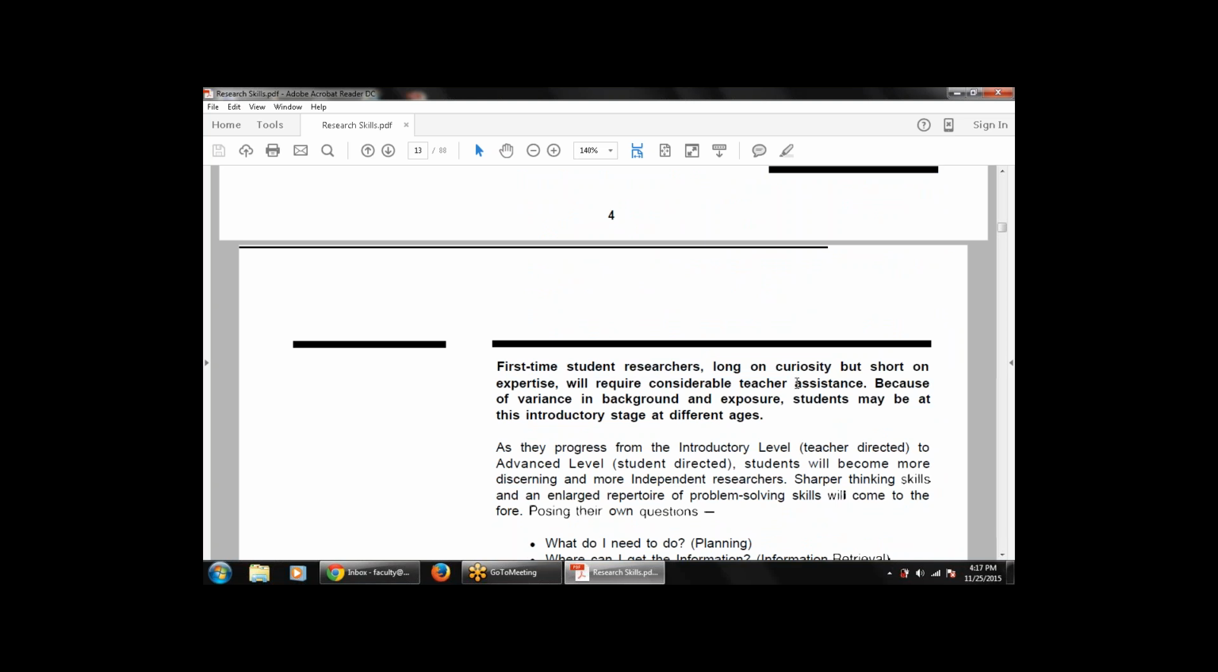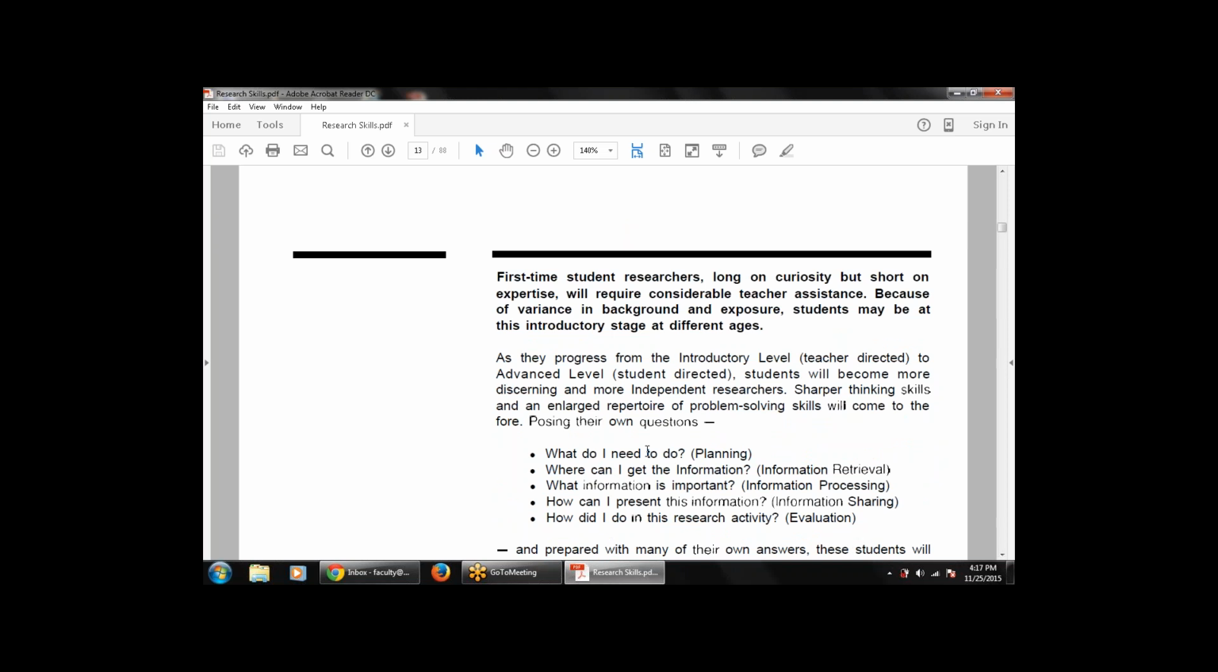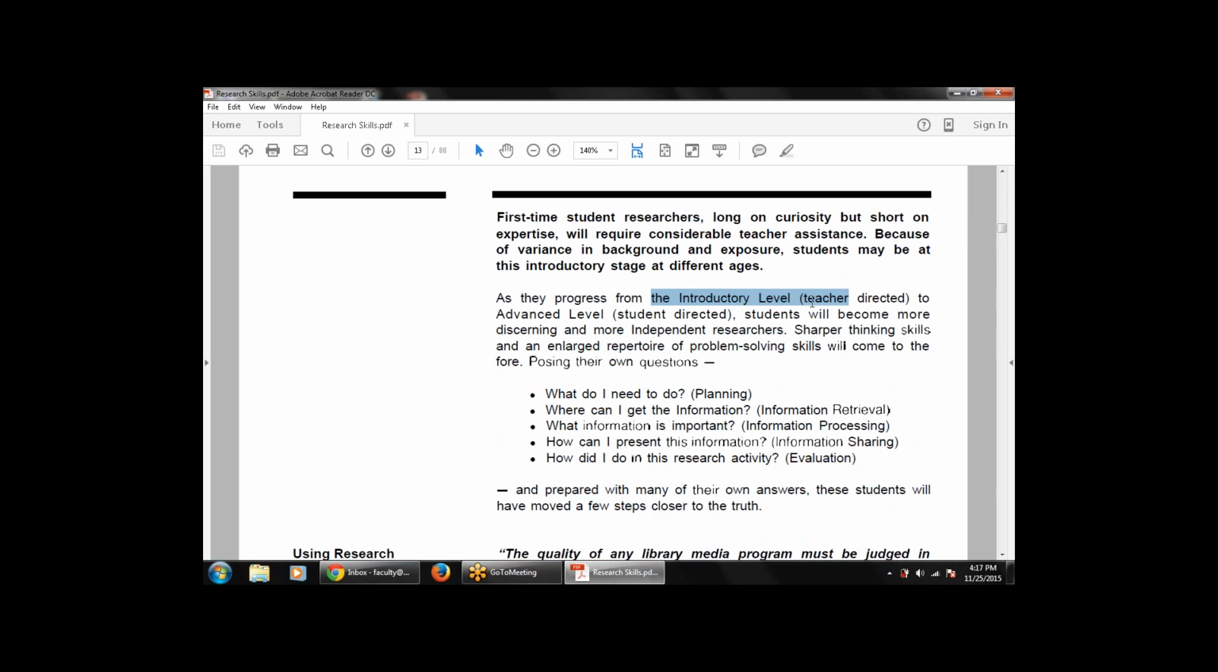assistance from the teacher. Students can take considerable teacher assistance because of the variance in background and exposure, because it depends on the student, as every student is not of the same background and knowledge, right? Because of the variance in background and exposure, students may be at this introductory stage at different ages. So this requires support from the teacher. And as they progress from the introductory level to the advanced level, students will become more discerning and more independent researchers.